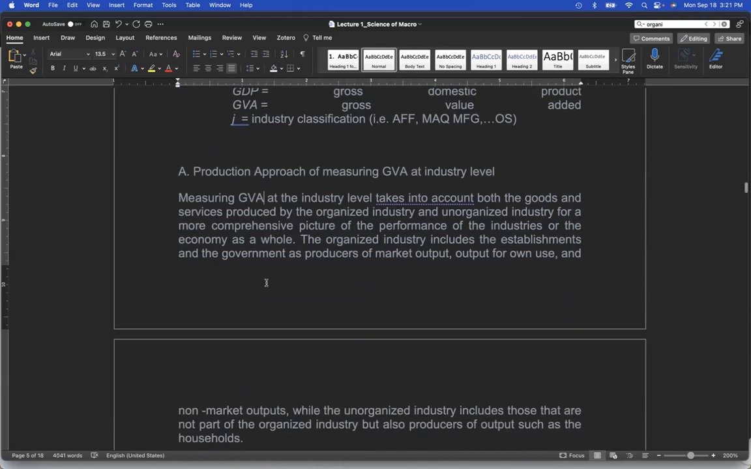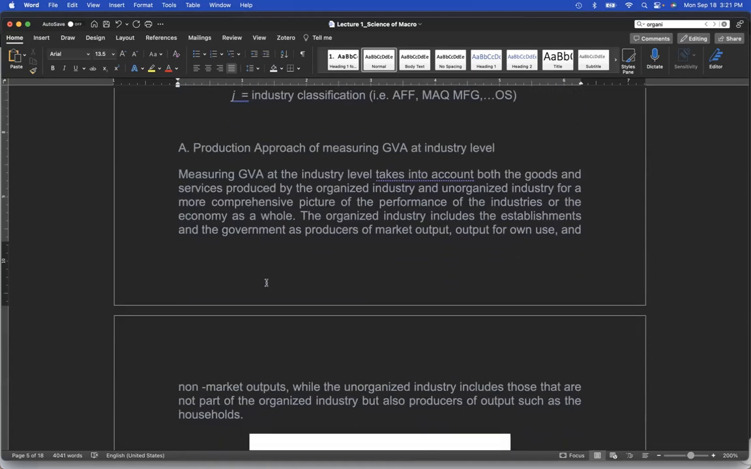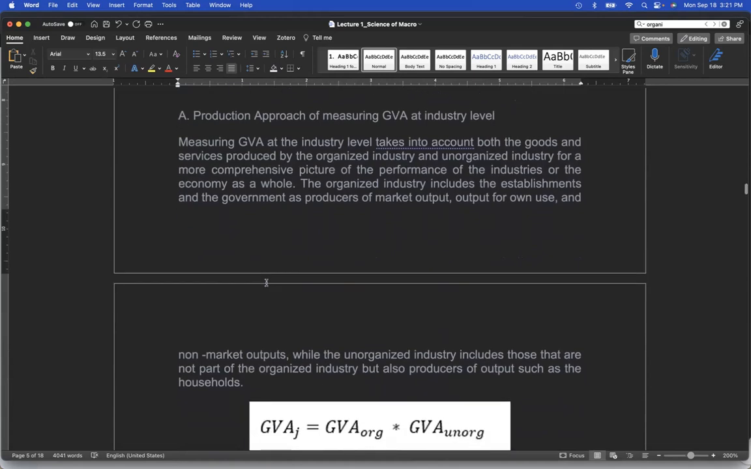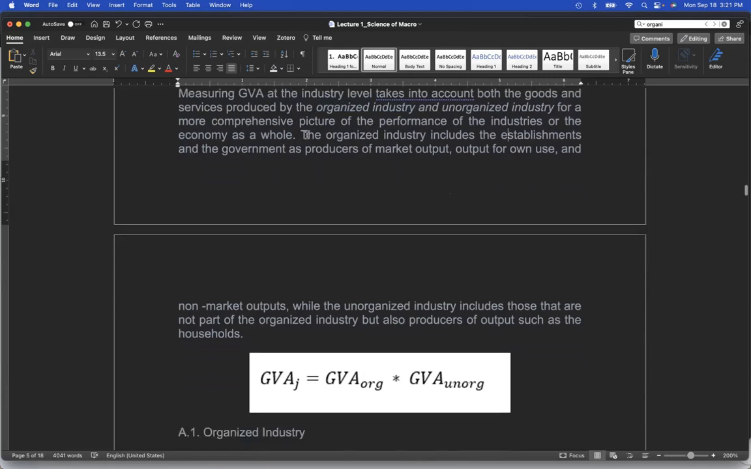Now, an interesting further thing sa Philippines, which is not true in other countries, specifically the United States, and I want everyone in the Philippines to know this: measuring GVA at the industry level takes into account both the goods and services produced by, quote unquote, the organized industry and unorganized industry. Okay, these are the terms that the Philippine Statistical Authority uses. They use these two categories for a more comprehensive picture of the performance of the industries or economy as a whole. So ano ang organized industry?